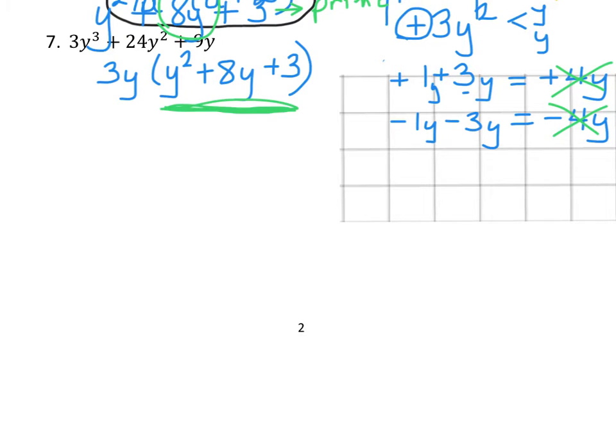That does not mean the original problem didn't factor. The original problem did factor into a greatest common factor of 3y times a trinomial. So we're going to try another one. And keep in mind that this did factor, but the trinomial that we've got from the greatest common factor didn't factor. That may not always be the case.